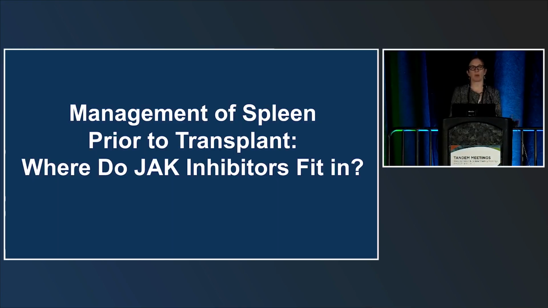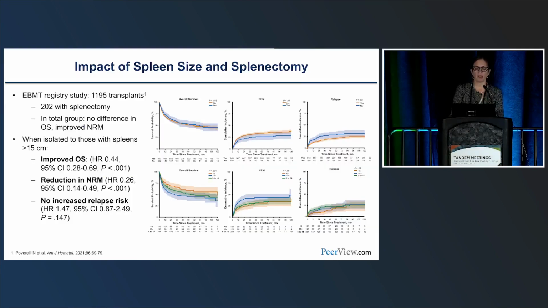So let's shift to what we can do peri-transplant. One of the biggest issues we see peri-transplant that creates a lot of stress is management of the spleen. So what do we know about spleen size in transplant? There was an EBMT registry study published last year that included 1,195 transplants. 202 of these patients had splenectomy. The remainder did not. If you looked at the entire group, having a splenectomy resulted in no difference in overall survival or non-relapse mortality.